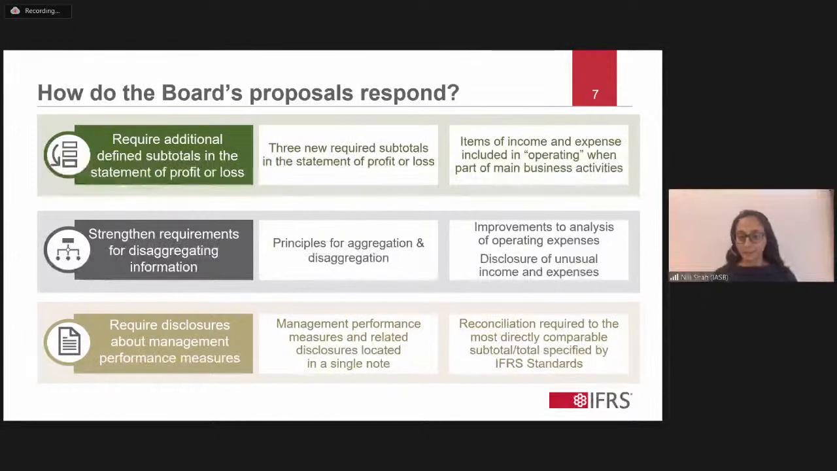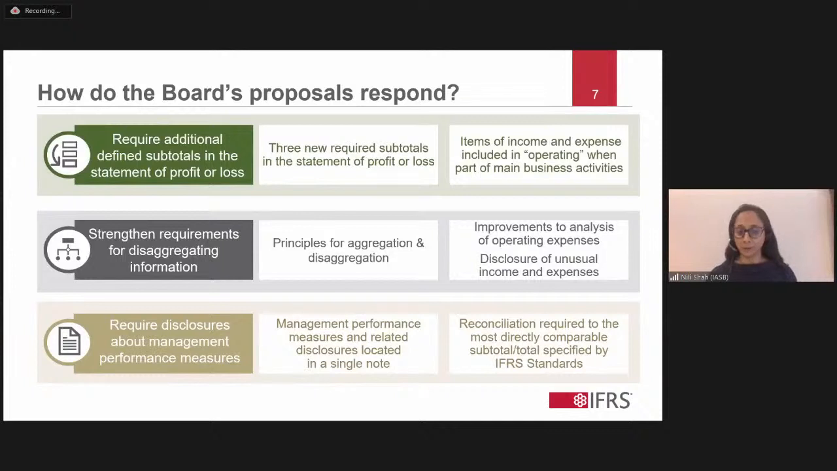disaggregating information. This is also a really important area for investors because they need the transparency to perform their financial analysis. Now, there are a number of disclosure or a number of presentation requirements within this section of disaggregating information, which I will leave to the panel, but you've already heard a few of them today. Requirements around unusual items, improvements to disaggregating the information in operating expenses by function and by nature, as well as several others, which the panel will discuss.